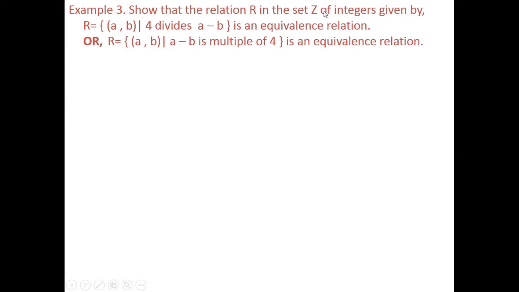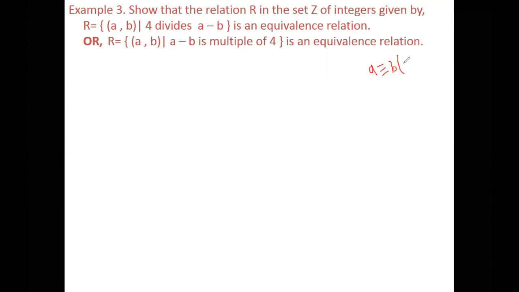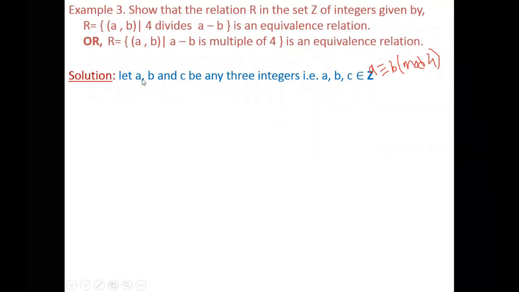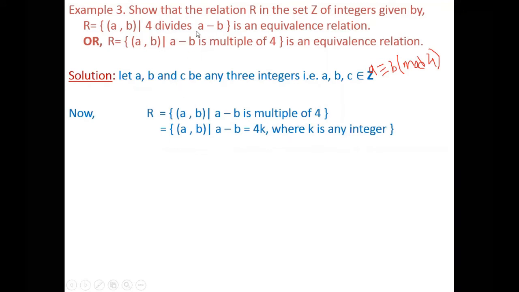This means the same. Moreover, sometimes they write it like this: A is equivalent to B modulo 4, or mod 4. All three mean the same. Now let us consider three elements A, B, C belonging to the integer set. By the definition, A minus B is a multiple of 4. If it is a multiple of 4, we can write A minus B equals 4k, k being any integer.